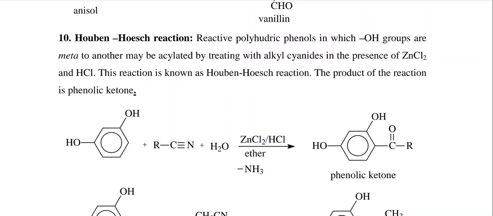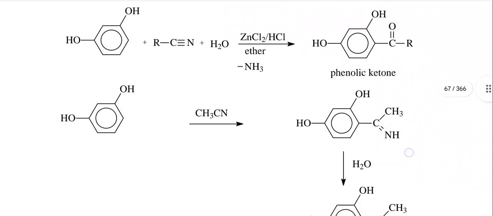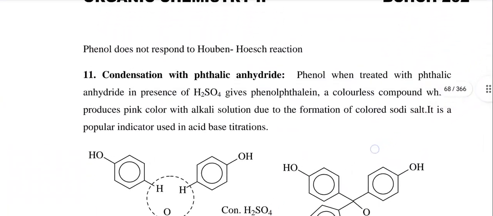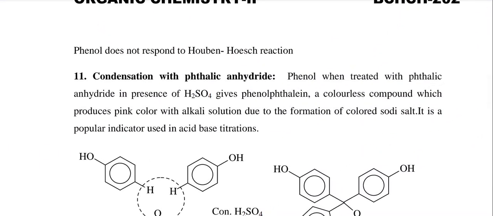Houben-Hoesch reaction. Reactive polyhydric phenols in which OH groups are meta to one another may be acylated by treating with an alkyl cyanide in the presence of ZnCl2 and HCl. This reaction is known as the Houben-Hoesch reaction. The product of the reaction is a phenolic ketone. Phenols do not respond to the Houben-Hoesch reaction.